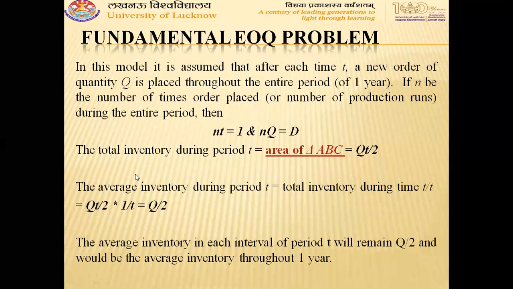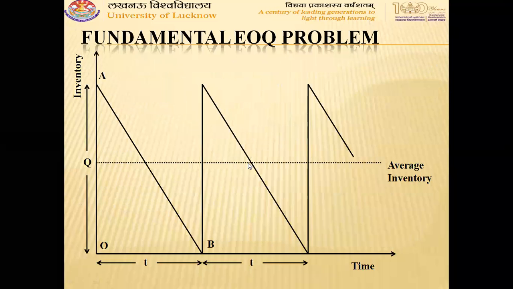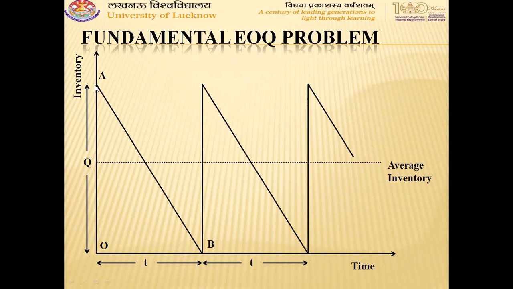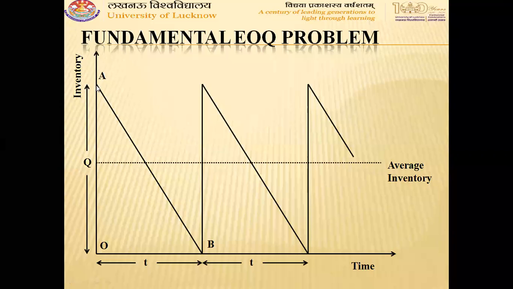Now, what will be the total inventory during the period of time t? You can see here in this graph, at zero time, the quantity is Q units.